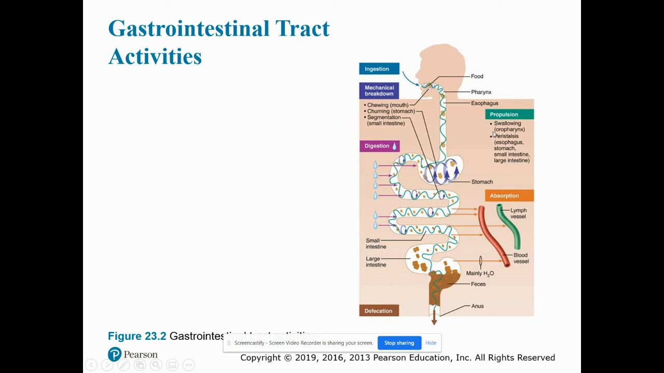So we start off with ingestion, eating. We have propulsion, which includes swallowing and peristalsis. Mechanical breakdown includes chewing, which occurs in the mouth, churning in the stomach, and segmentation in the small intestine. And then we have digestion, which is breaking those complex food molecules into the chemical building blocks, absorption, which is where we get those chemical building blocks from the lumen of the GI tract into the blood or the lymph. And then finally, defecation, where we're eliminating any indigestible remains.